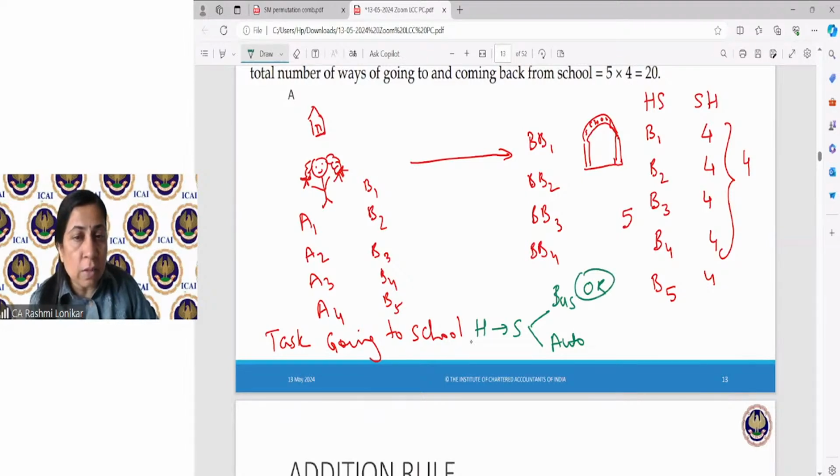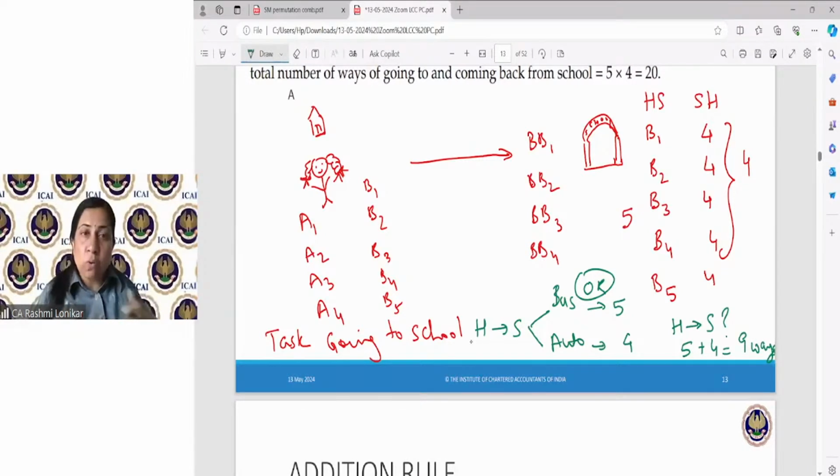Then what are the options with bus? I can go by any of these 5 buses. So this is 5. Auto, how many autos are standing in the auto stand? 4 autos. So from home to school, how many ways can I go? I can go by 5 plus 4, which is equal to 9 ways. I am repeating, this is extremely important when we are doing statistics. Once you understand this concept, it becomes very easy.